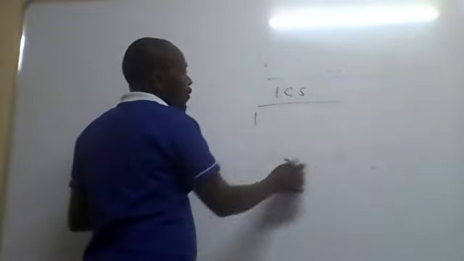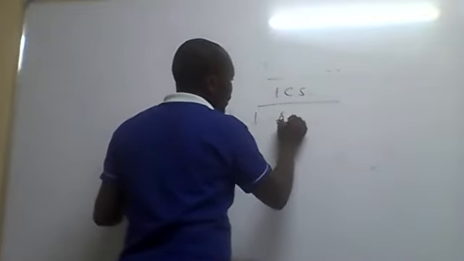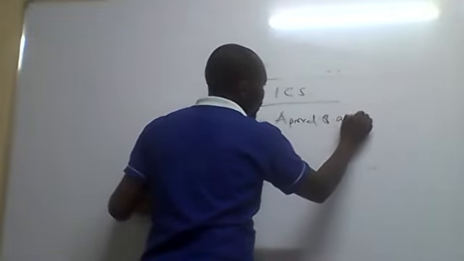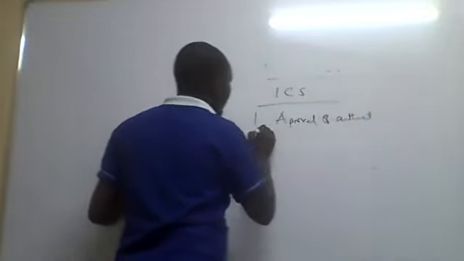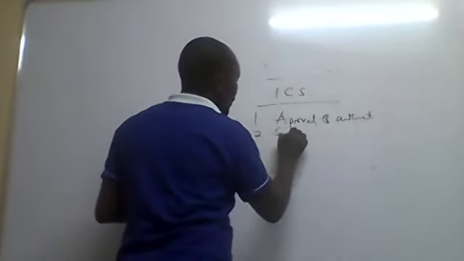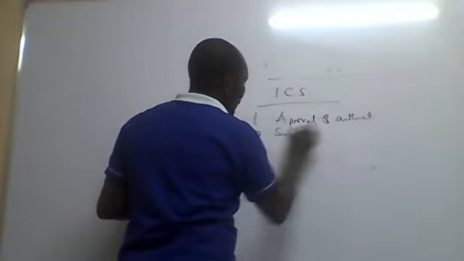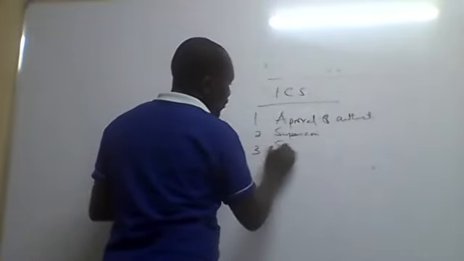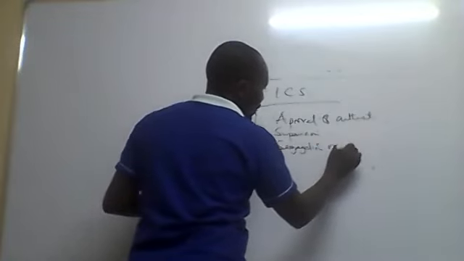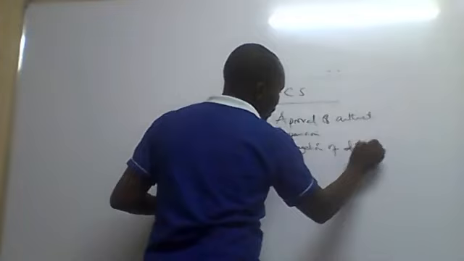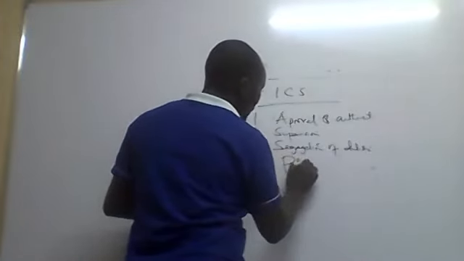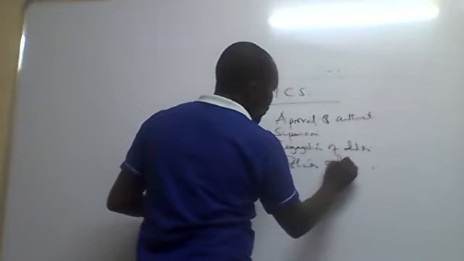Number one, authorization and approval procedures. Number 2, we have supervision. Number 3, we have segregation of duties. Number 4, we have policies and procedure manual.